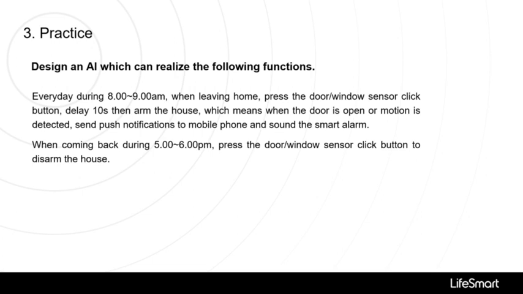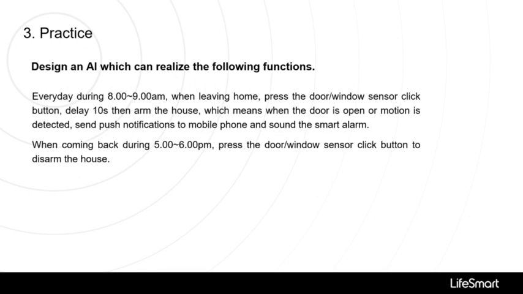So the case is every day during 8 and 9 a.m., when you leave the home and press the door window sensor click button, and then delay 10 seconds to arm the house, which means when the door is open or motion sensor detects movement, the system should send push notifications to the mobile phone and also sound the alarm. And when coming back during 5 and 6 p.m., press the door window sensor click button to disarm the house.